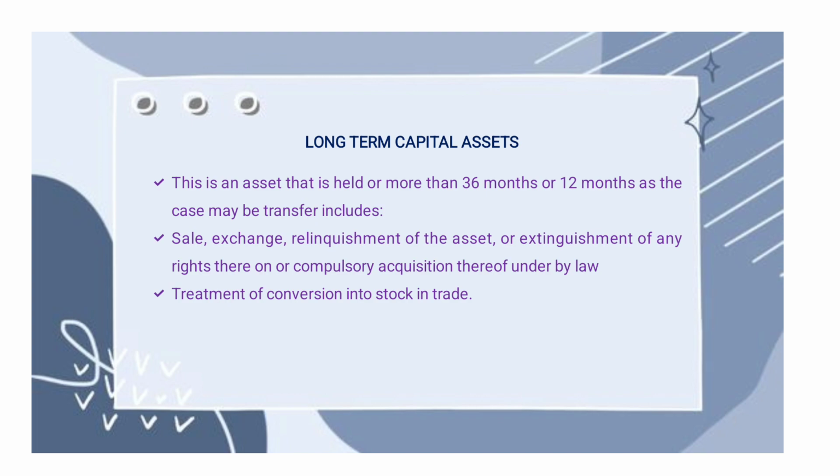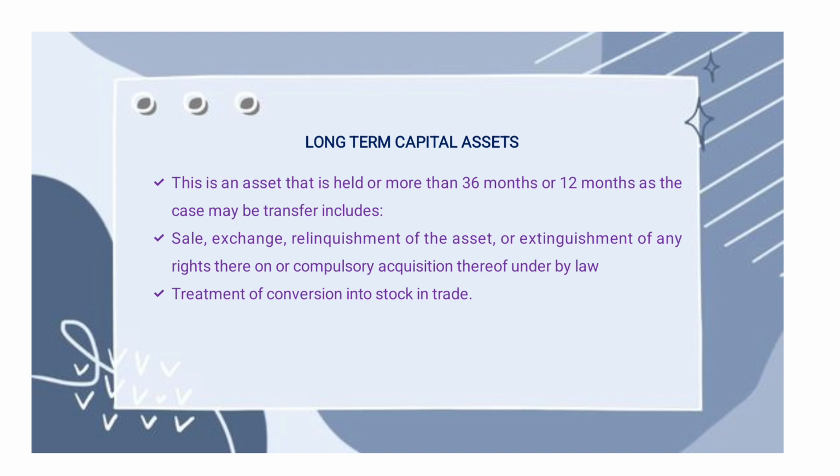The reduced period mentioned earlier, from 36 months to 24 months, is not applicable to movable property, such as jewelry, debt-oriented mutual funds, etc. It is only for immovable property.